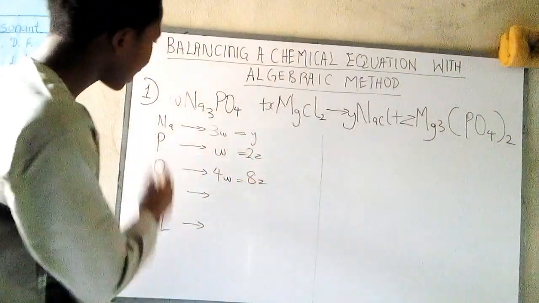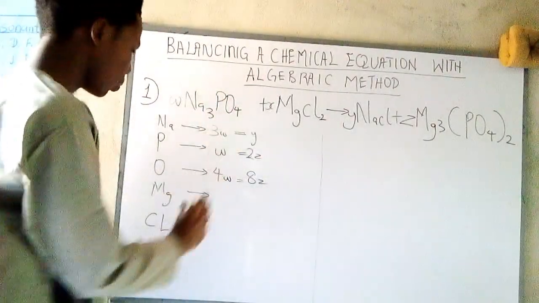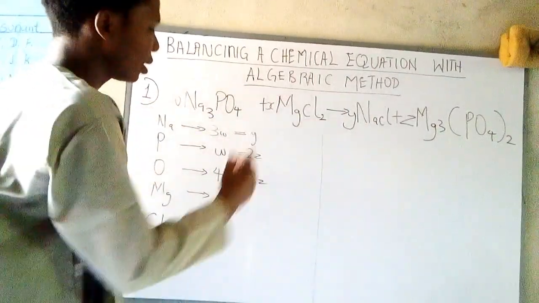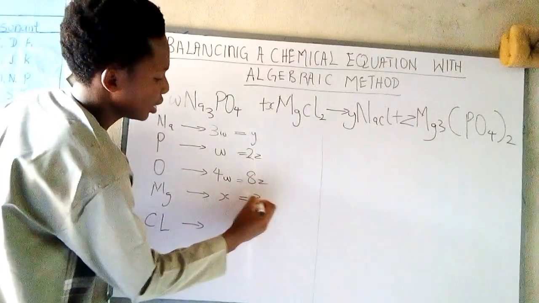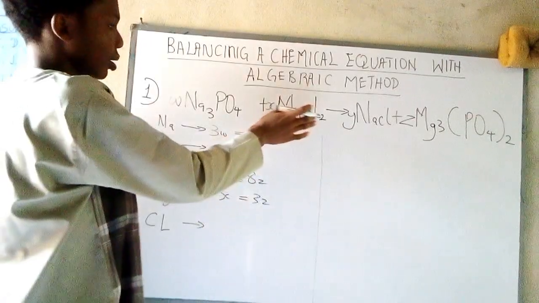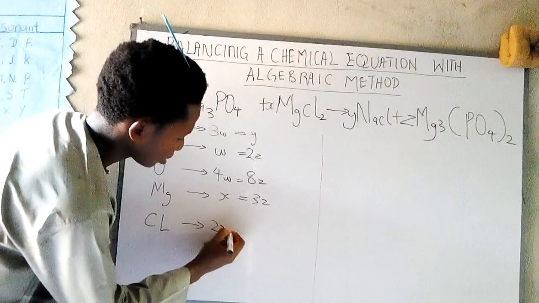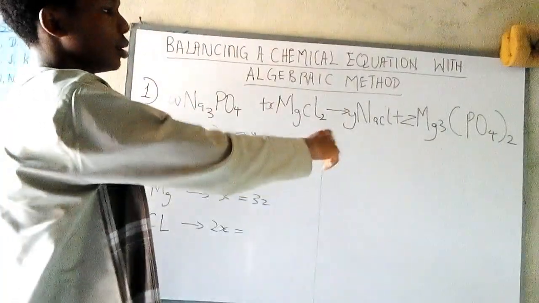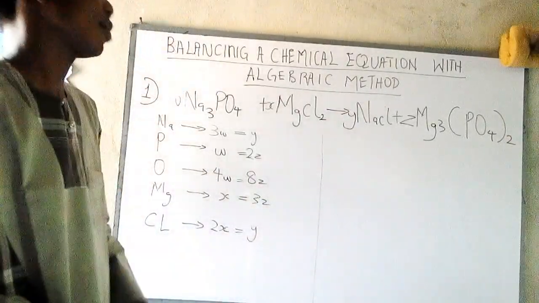So we have 8Z. And magnesium. How many magnesium do we have on the reactant side? We have 1 magnesium. So we say X equal to what? How many magnesium do we have there? 3 magnesium. So we have 3Z. Okay. Chlorine. We have chlorine to be how many on the reactant side? 2 chlorine. So we say 2X is equal to what? How many chlorine do we have here? 1 chlorine. So we say Y again.